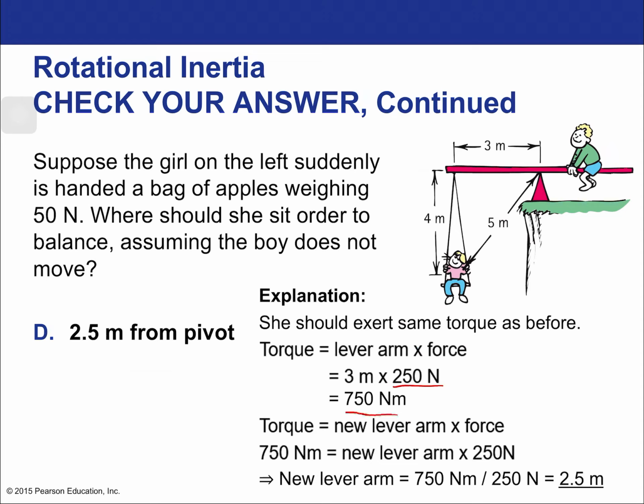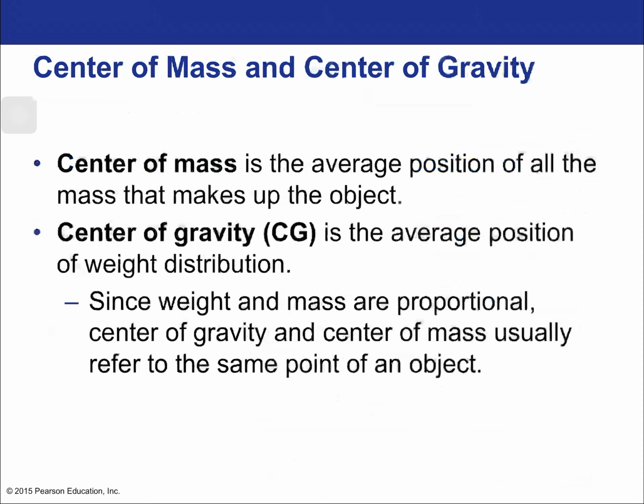However, if she was handed an extra 50 newtons, then she's going to be heavier, okay? So in this case, she would have to move closer to the pivot, but not that much more, because she's only increased her weight slightly. So she'd have to move to 2.5 meters from the pivot instead of the 3 meters that she was previously located at. Okay? So that's the concept of torque. All right, you'll get more examples in the homework as well.